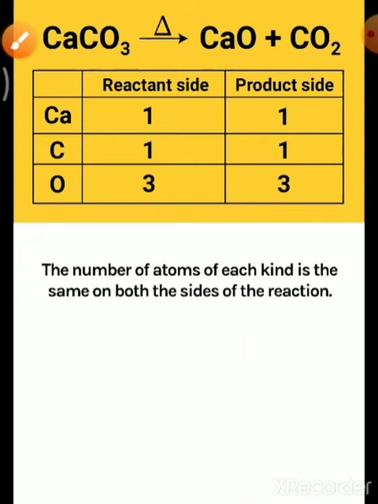Here it is given how much is on the reactant side and how much on the product side. On the reactant side calcium is 1 and on the product side it is also 1. Carbon on the reactant side is 1, and on the product side also 1. Oxygen on the reactant side is 3 and on the product side it is also the same. So the number of atoms of each kind is the same on both sides of the reaction.